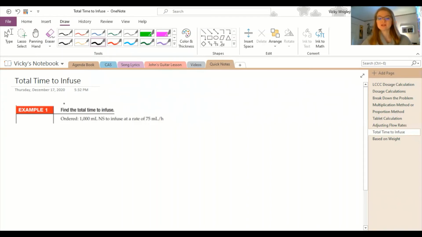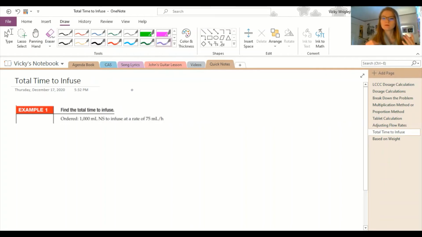So it asks us to find the total time to infuse, and it gives us the order of 1,000 milliliters normal saline to infuse at a rate of 75 milliliters per hour. Okay, so we're looking for the total amount of time that we need so that 1,000 milliliters can be infused into the patient at the given rate, which is 75 milliliters per hour.